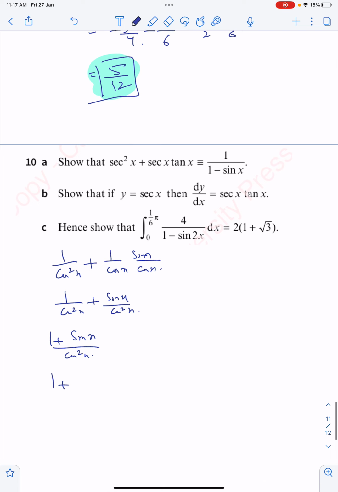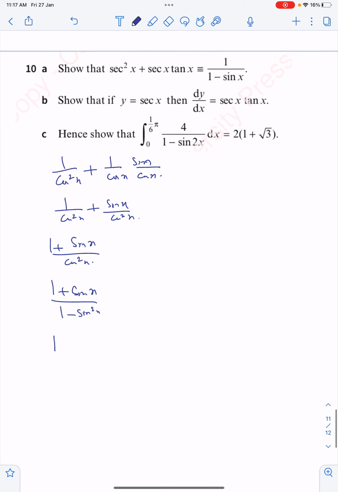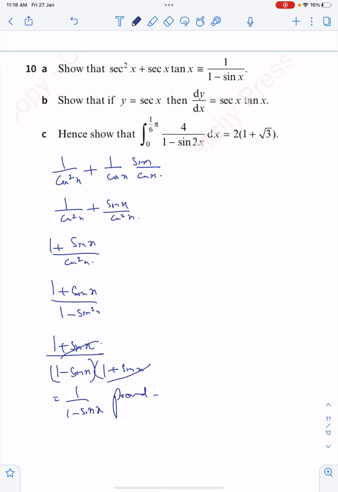Cos square x is 1 minus sin square x. If I use the difference of two squares formula, a square minus b square is a minus b and a plus b, it will become 1 minus sin x and 1 plus sin x. This and this will cancel out. You're left with 1 upon 1 minus sin x. Proved.